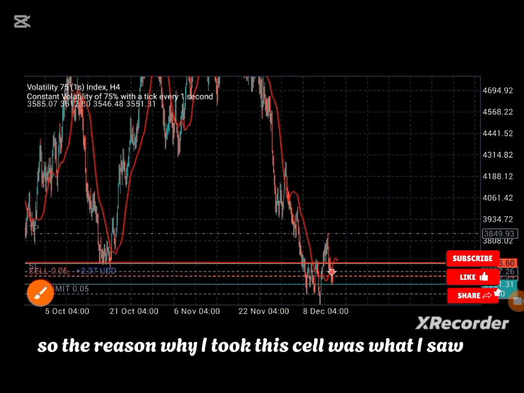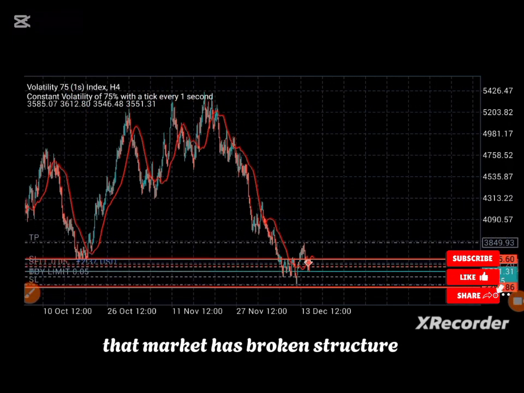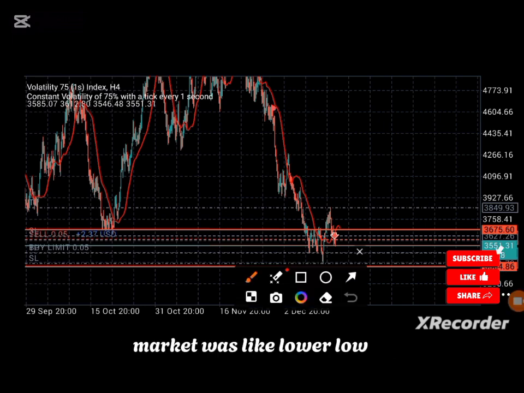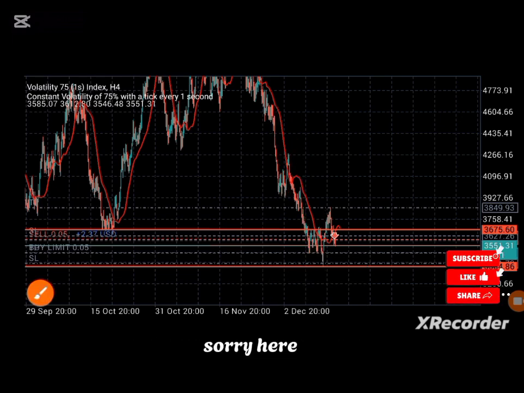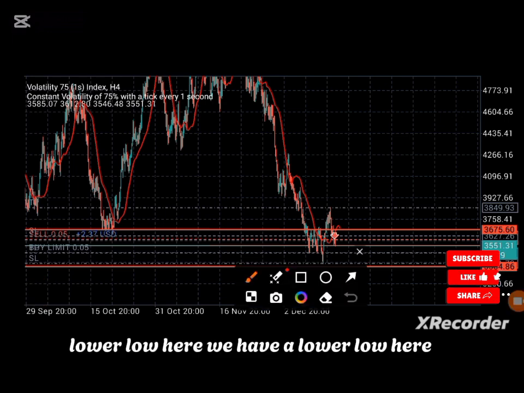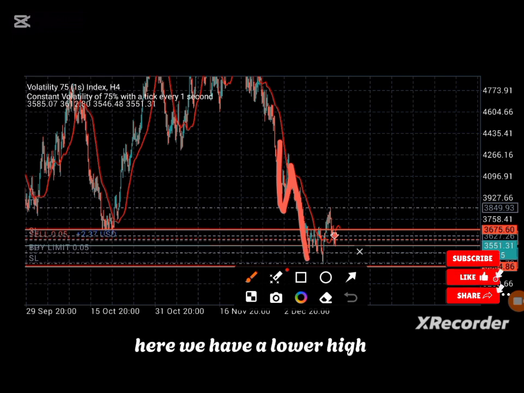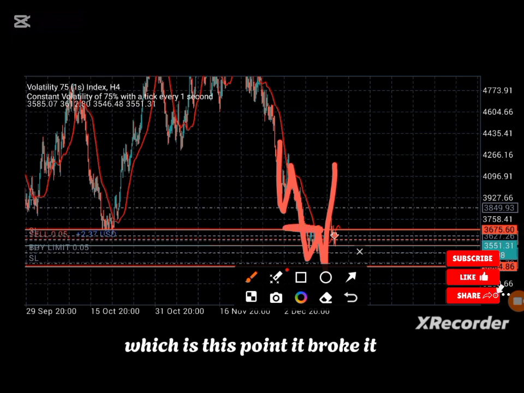The reason why I took this sell was that I saw the market has broken structure. Based on market structure, the market was making a lower low, lower high, lower low, lower high, lower low here, lower high here, and a lower low. The market broke this previous high, which is this point.